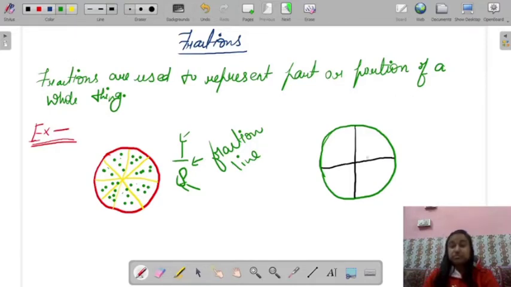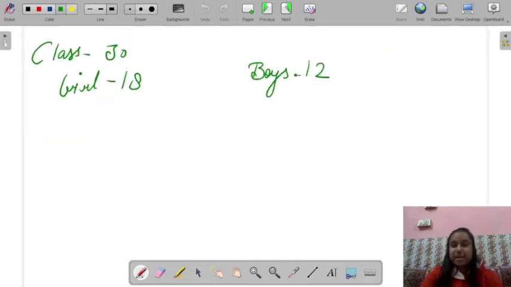So now you are having a watermelon and you cut it into 4 equal parts, as you can see, 1, 2, 3, 4. Now each part would be equal to how much of the whole watermelon? It would be equal to 1 by 4th part of the whole watermelon, as you cut it into 4 equal parts. Okay, so let's move forward to another example.